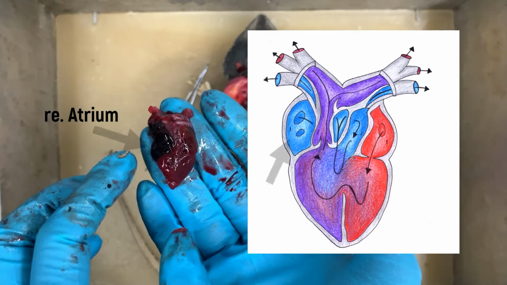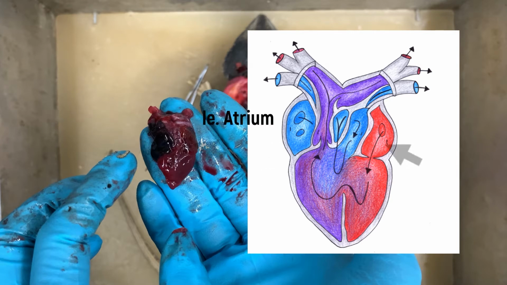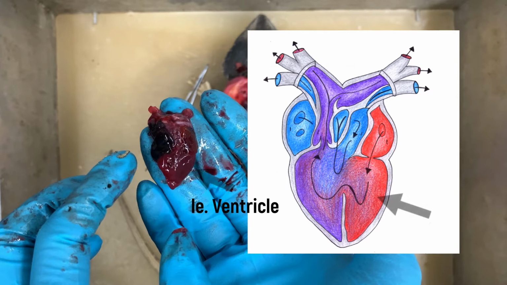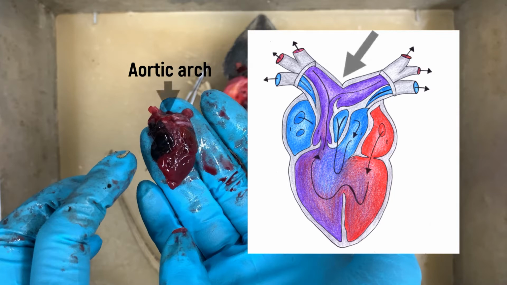Here we can see the right atrium, left atrium, right ventricle, left ventricle, and aortic arch.